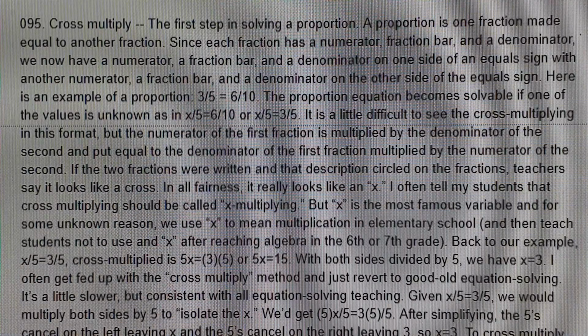Cross multiplied is 5x equals 3 times 5, or 5x equals 15. With both sides divided by 5, we have x equals 3.